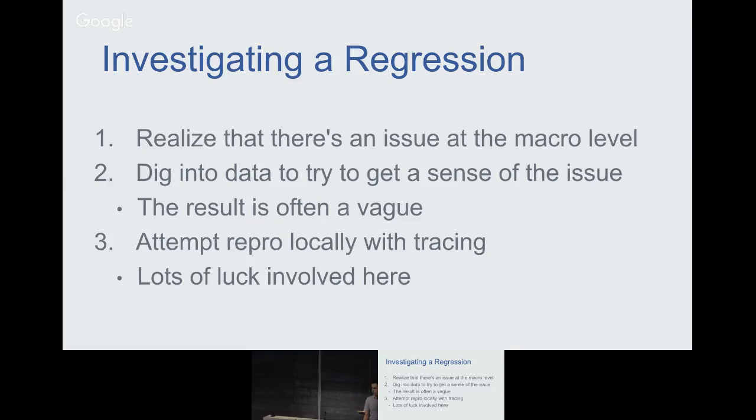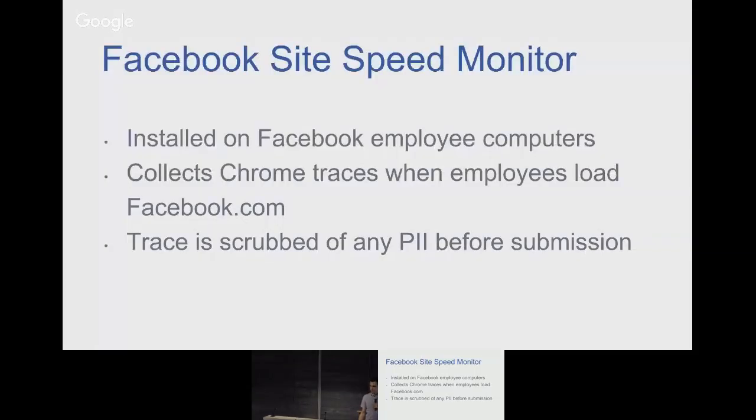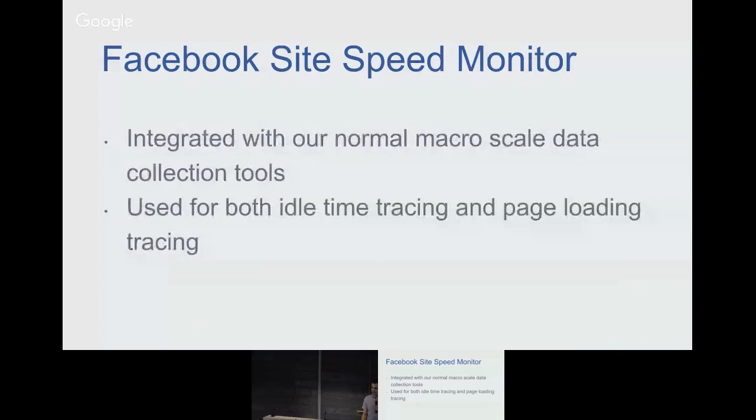So to help with this situation, we built an extension called Facebook Site Speed Monitor. It's an extension we install on employee laptops, and basically it collects Chrome traces for when employees load Facebook. We scrub the trace of any PII and such, but it integrates into all of our normal data collection tooling. And it basically lets us collect micro level detail on this macro scale.